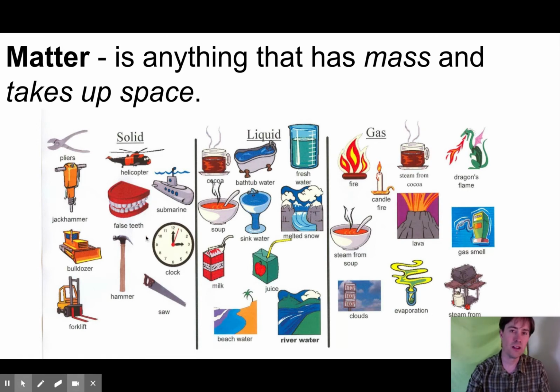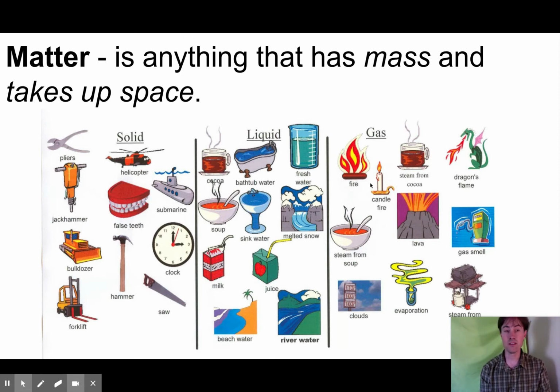Then here in the middle are liquids, and there's a lot of water in this picture I chose: bathtub water, drinking water, sink water, snow, melted water, beach water, soup, cocoa, coffee, all have water in them. But water's not the only liquid. It could be mercury at room temperature, which is a metal. There are a lot of liquids out there: oils, and then gases, like the air you breathe.